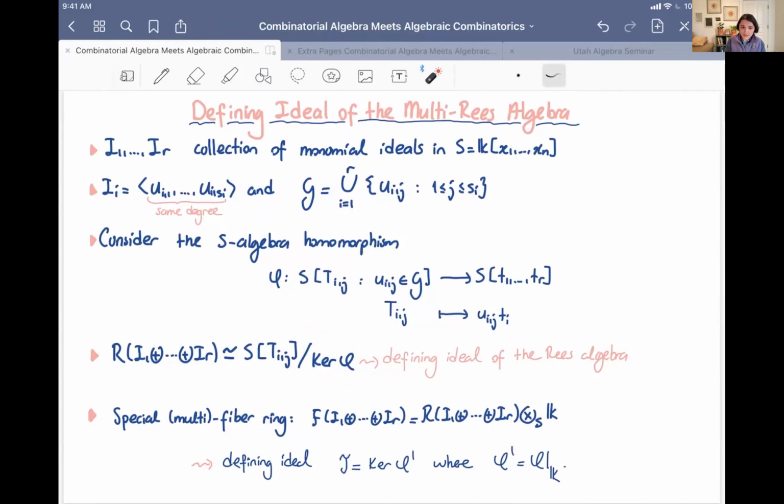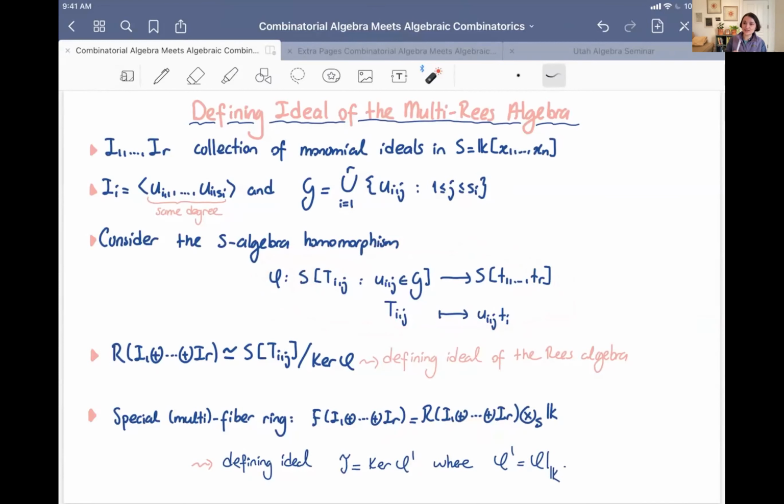And there's a related, nicer ring, which is called the special fiber ring. It is defined as the tensor product of the Rees algebra with the field K. These are as S-algebras. So the defining ideal of the special fiber is coming from restricting your coefficients in the domain to only the field, and then you have a toric map here. The kernel of this toric map is the defining ideal of the special fiber.